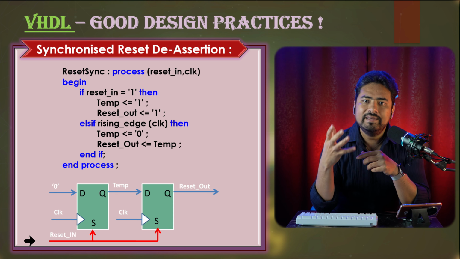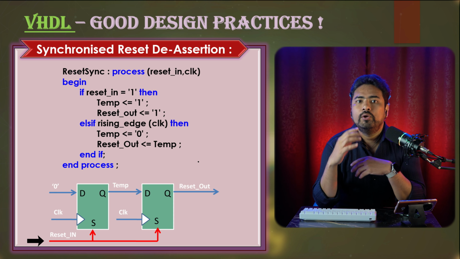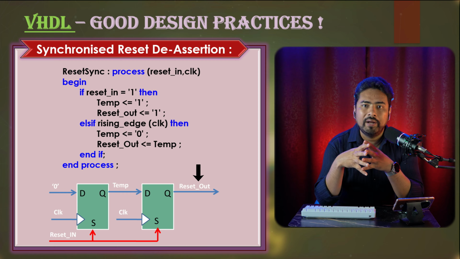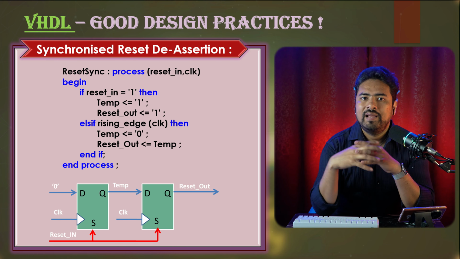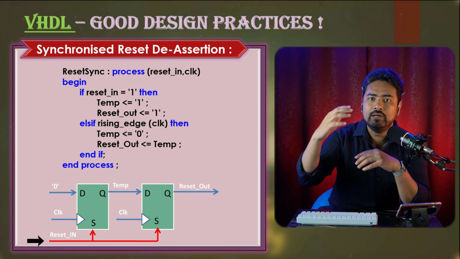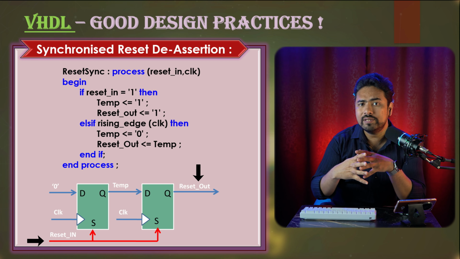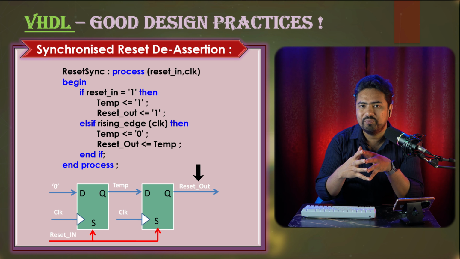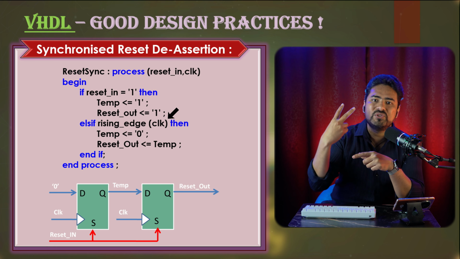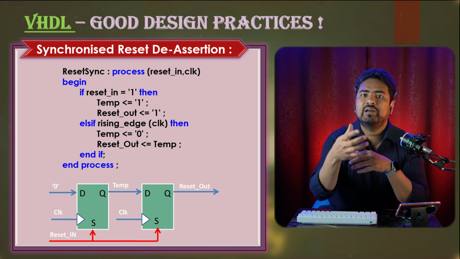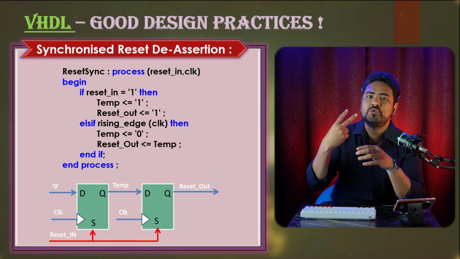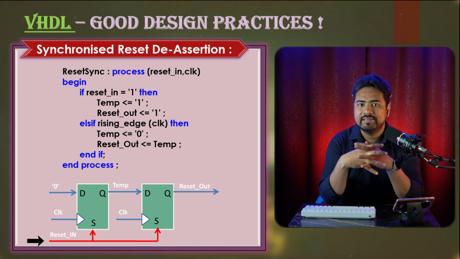So when this reset input signal goes high, your reset output will also go high and that will reset your whole FPGA design at once. And when this reset input signal goes low, then your reset output signal will also return to 0, but only after 2 clock cycles. Means your FPGA will come out from reset after 2 clock cycles when reset is de-asserted.